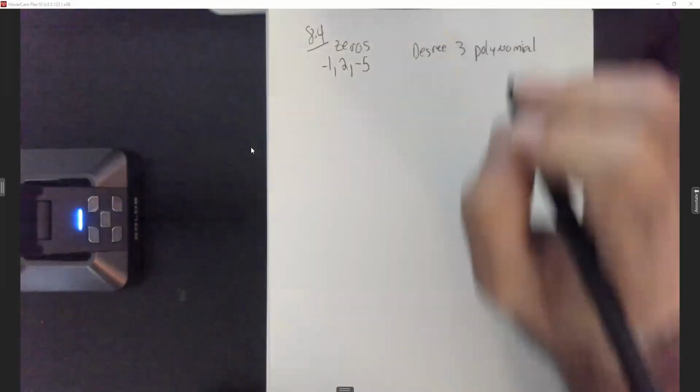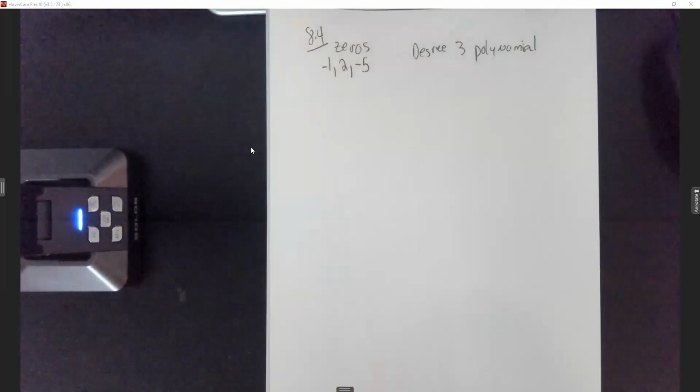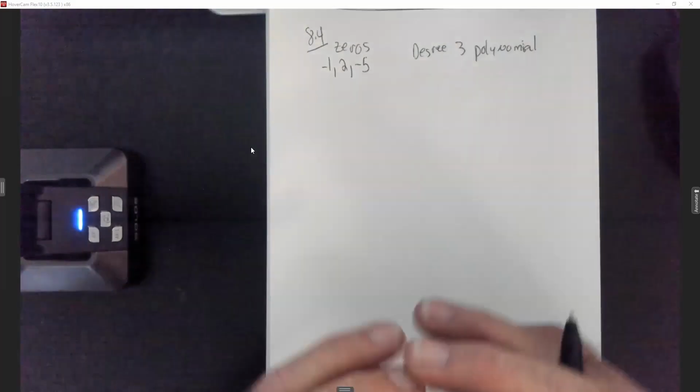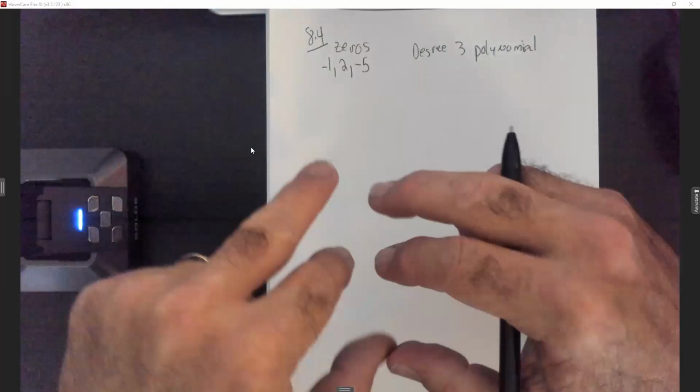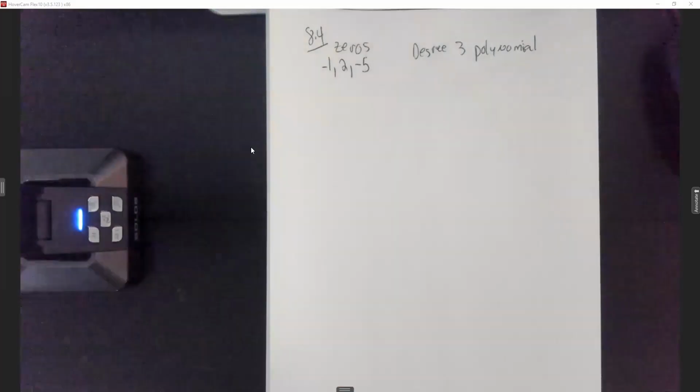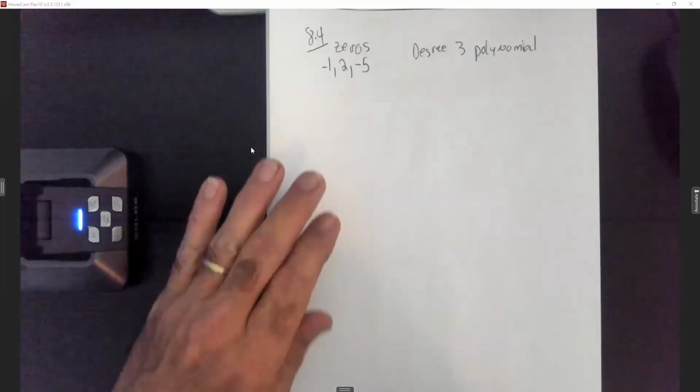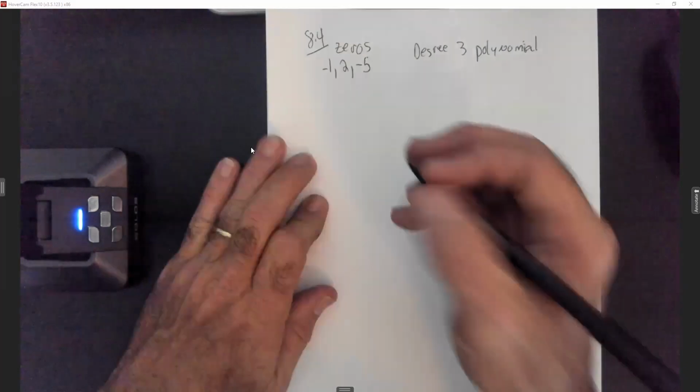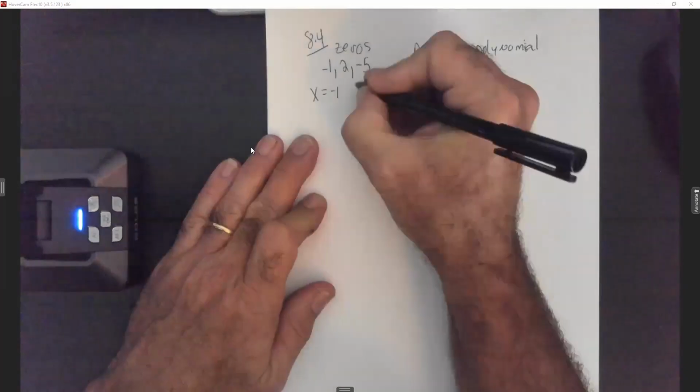So this is sort of like, we're going to work in reverse and find a polynomial that would have these kind of zeros. So think about this. If it's a 0, that means it's a solution. And if it's a solution, I can write it as x equals -1, x equals 2, x equals -5.